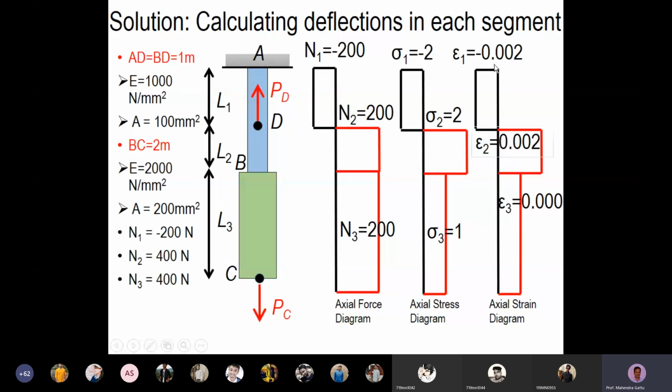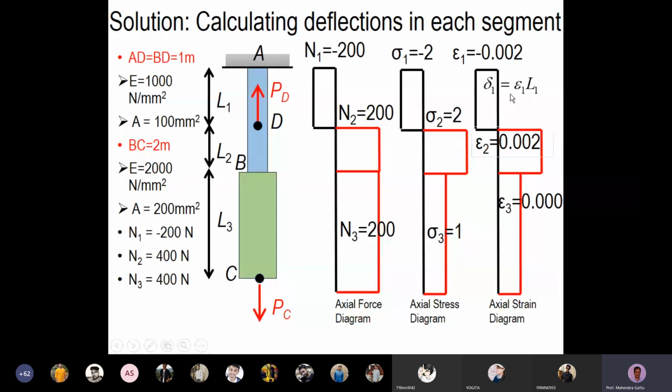You see that there is a non-uniform strain distribution along the bar. We have a compressive strain in this portion, then tensile strain in this part of the bar, and then another tensile strain. There is a jump in the tensile strain here, and a jump from tension to compression at point D. With this strain diagram, we can calculate the change in lengths. The change in length for segment 1, delta 1, is equal to E1 L1.